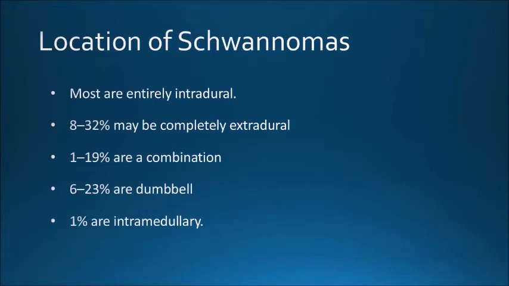Now the location of the schwannomas: they are mostly intradural, but there are differences of presentation in some cases, where we can have complete extradural schwannomas or a combination of extradural and intradural spinal cord schwannomas. Then we can also have a dumbbell type of neurofibromas or schwannomas, and only 1% of these spinal schwannomas can be intramedullary as well.